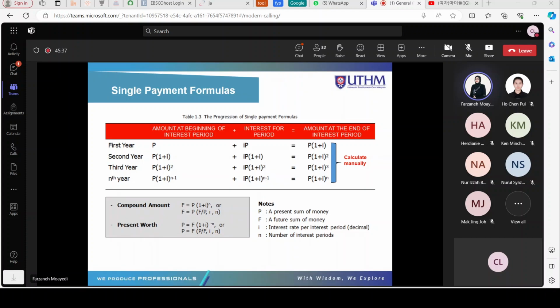And these calculations are all based on compound interest. So this is something that you're already familiar with. This is the manual calculation. It is still going to give you the right answer.